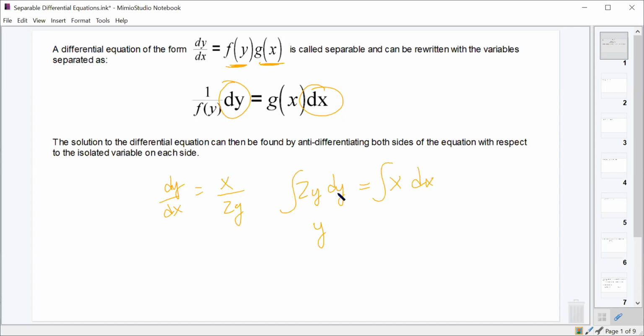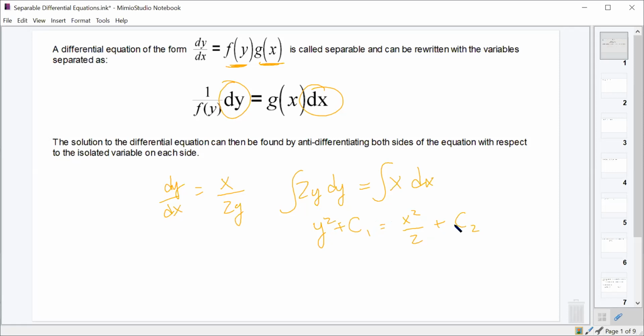If I integrate 2y dy, what do I get? Y squared plus some constant, right? And what about if I integrate x? X squared over 2 plus some other constant, right? These don't have to be the same.